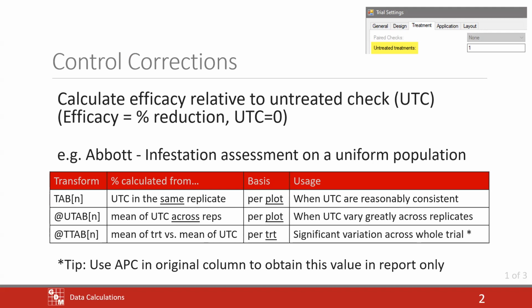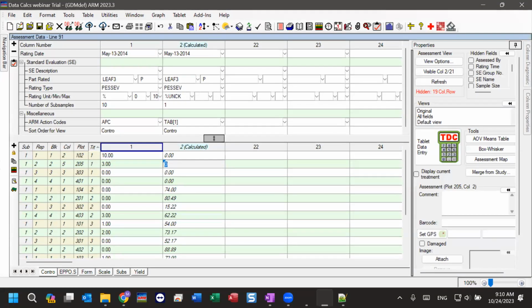So let's toggle over to ARM. I don't have an example for all three of those combinations, but hopefully just to demonstrate how any one of these would work, I have a trial here open that has a variety of assessment columns. So we'll come back and forth throughout this session for the different types of calculations.